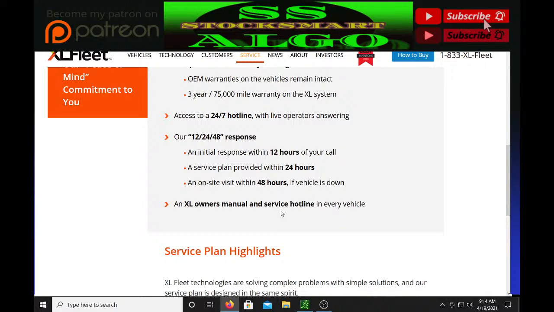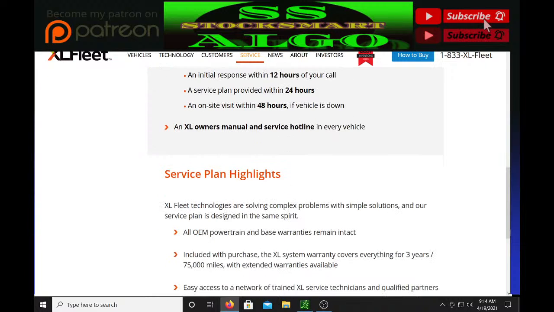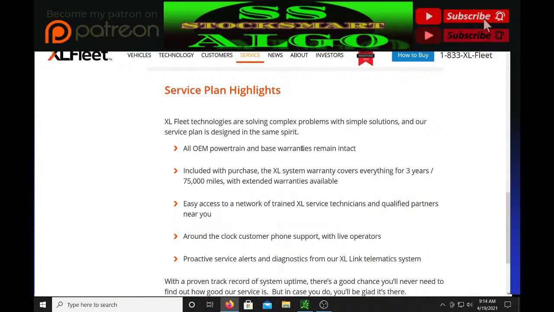So, an XL owner's manual and service hotline in every vehicle. Alright. All OEM powertrain and base warranties remain intact. Okay. So, I do wonder if we're just replacing drive gears and batteries and things like that, drive shafts and whatnot. Are we able to turn this electric system off and just run it the regular way? Or is there a slight bit of power still supplied to the system during that time so it's freed up and it actually doesn't lock up on you going down the road? Let's talk about that down below.